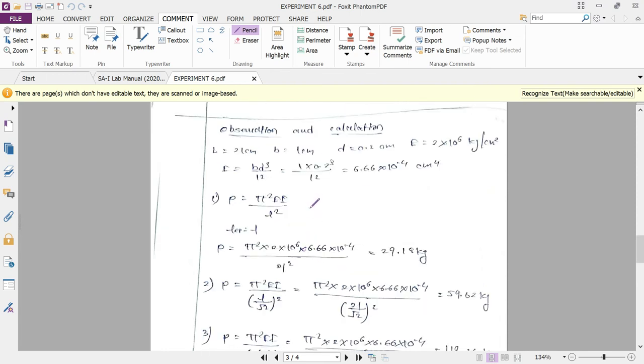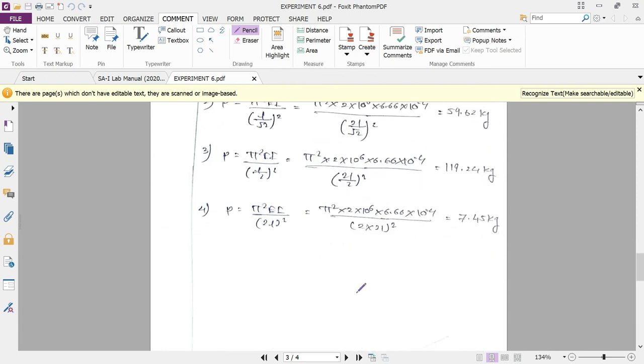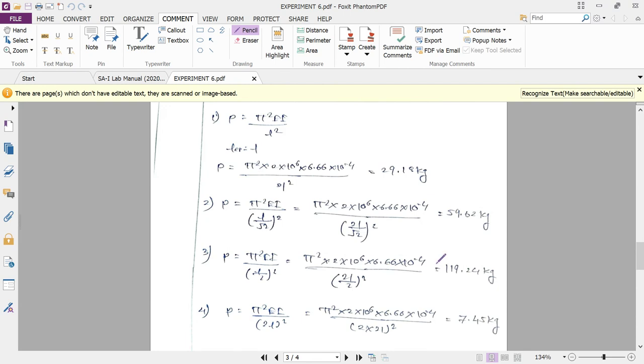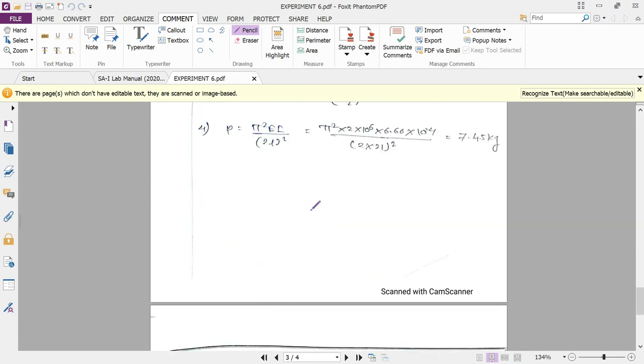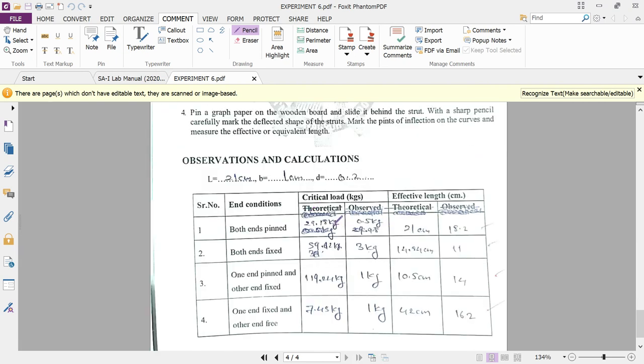These are the manual calculations. Here you can easily get your manual calculation by using the Euler buckling formula. Similarly, here also four conditions are available in the observation table: critical loading and effective length. Here the theoretical value we have to put, and here the practical value. Whatever load we have observed and whatever theoretical value we obtained, we can compare easily for different end conditions.